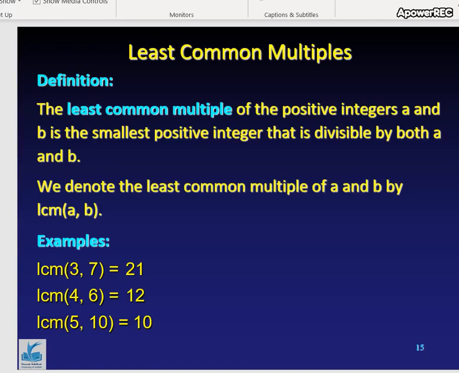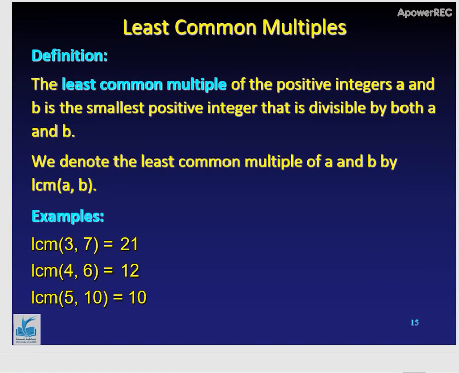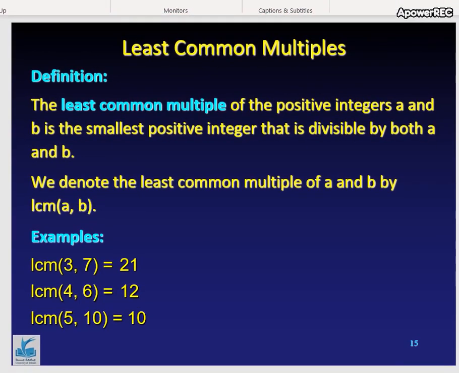Alright, so greatest common divisor has an analogous quantity, or a dual quantity, that we call the least common multiple. The least common multiple, just similar to the greatest common divisor, is defined for two or more numbers. So we start off with the definition of the least common multiple for two integers in this case.